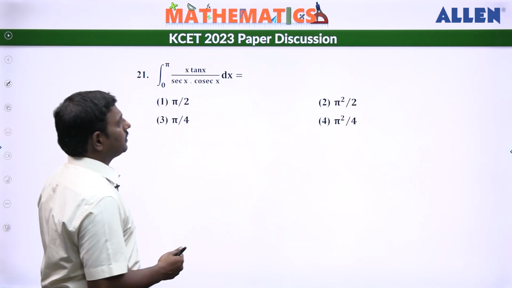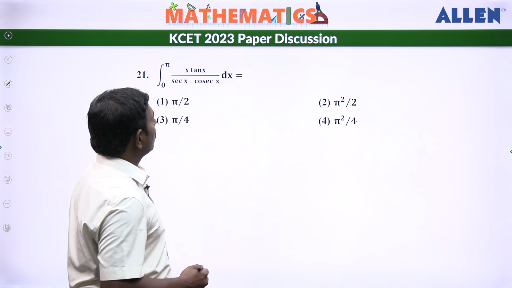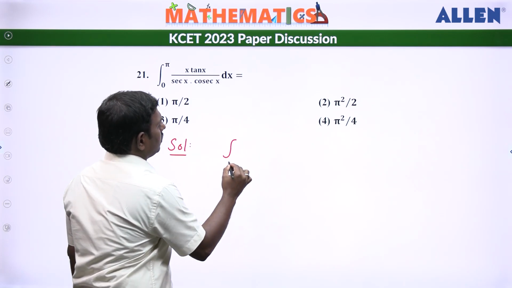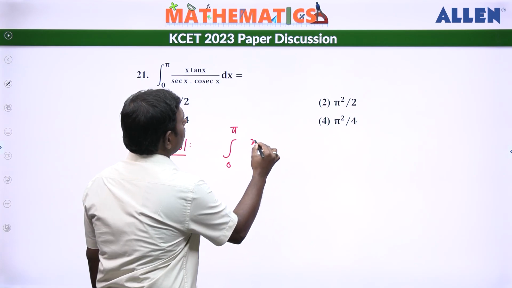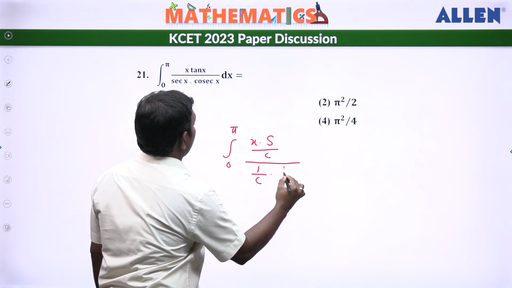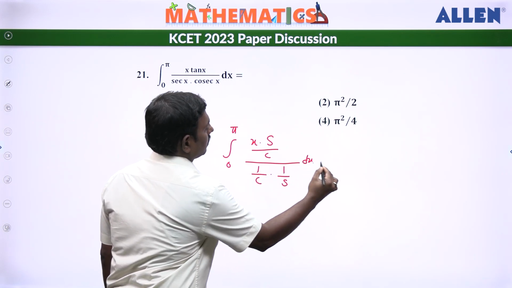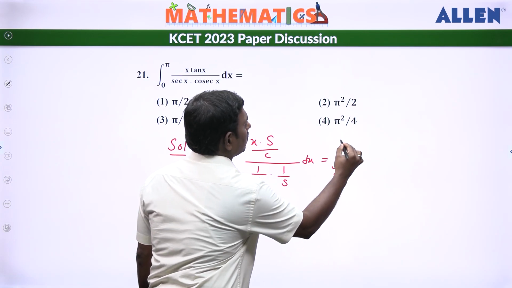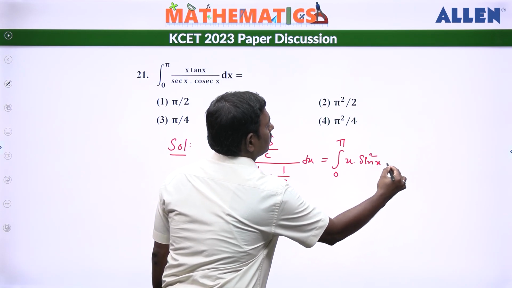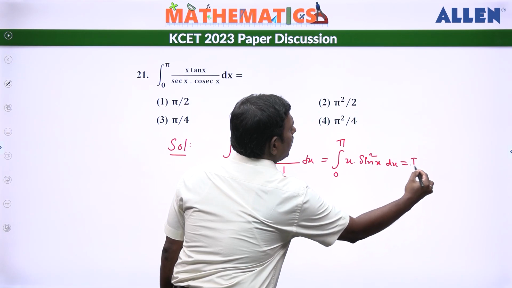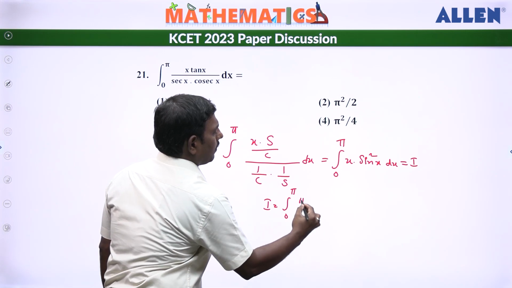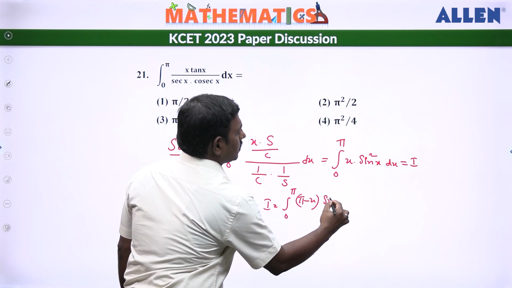So, question number 21 is integral 0 to pi of x tan x by secant x into cosecant x dx. So, how to solve this question? Integral 0 to pi, x into tan x can be written as sin by cos, by 1 by cos into 1 by sin, dx. Now, this can be written as integral 0 to pi x into sin square x dx. So, I am taking this as I. Now, replace: I is equal to integral 0 to pi of pi minus x into sin square x dx.